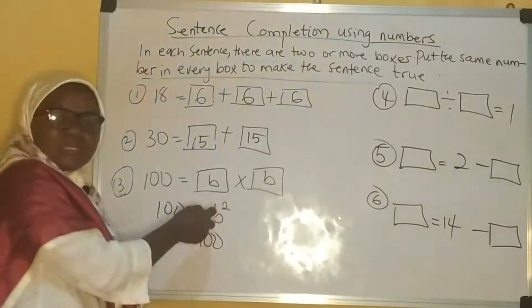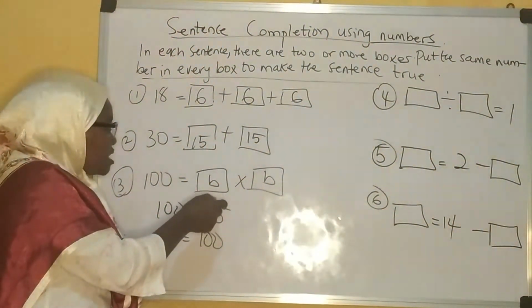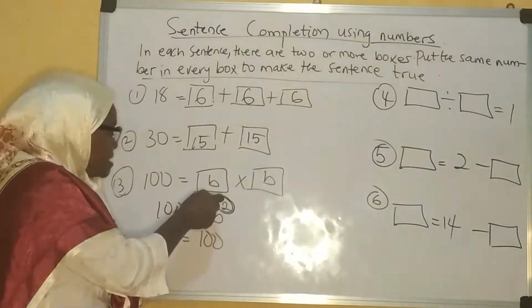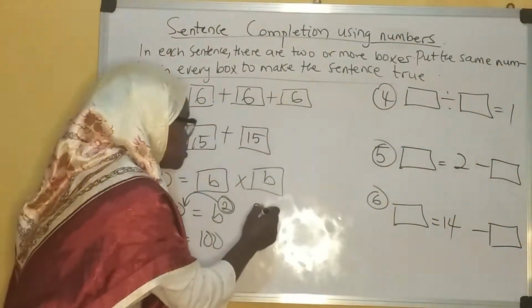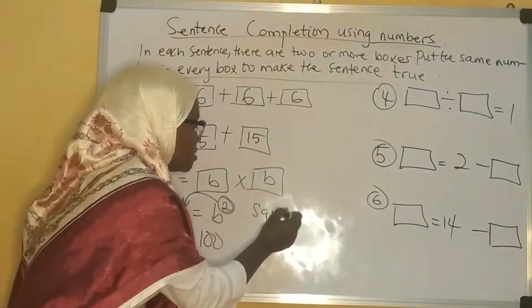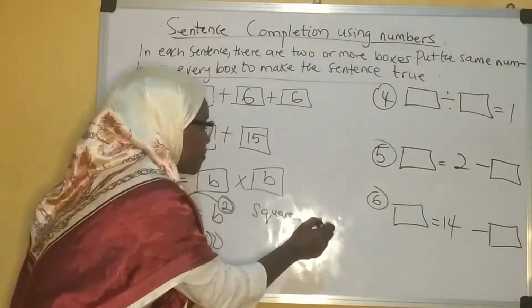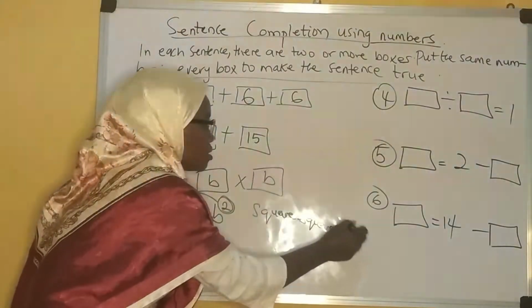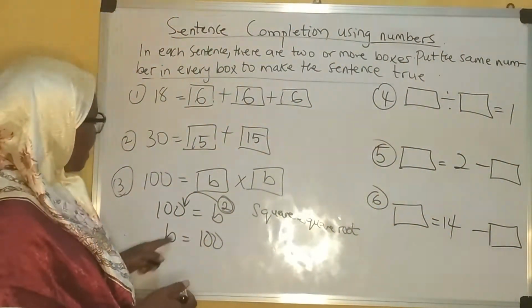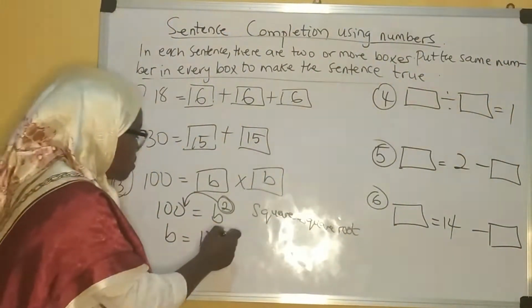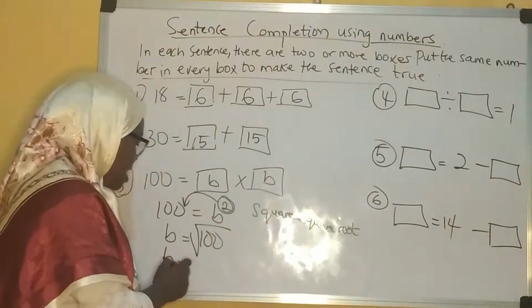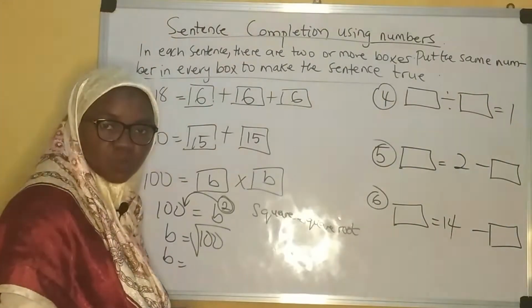And then you see this square sign. By the time it moves, this square sign here, by the time it comes to this side, it changes to what? Square root. My square changes to what? Square root. Do you understand? My B equals to what? 100. This square sign now changes to what? Square root. So what is the square root of 100, you might want to ask. The square root of 100 is what? It's 10.